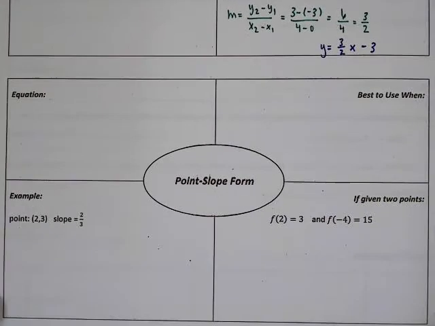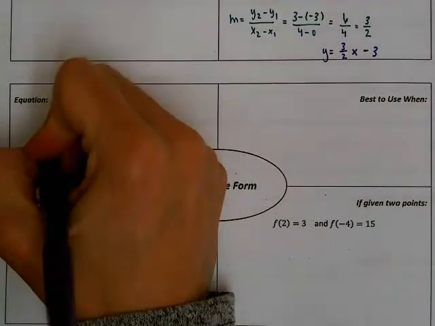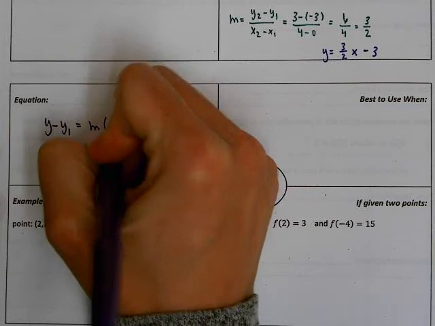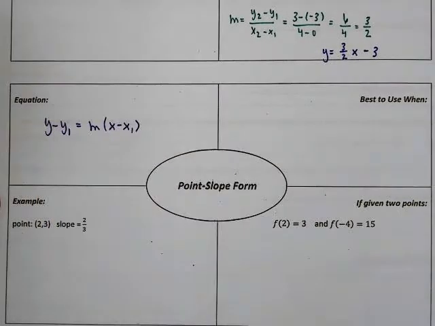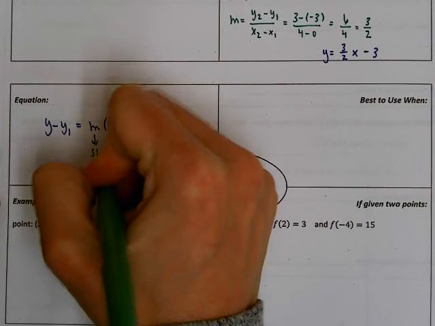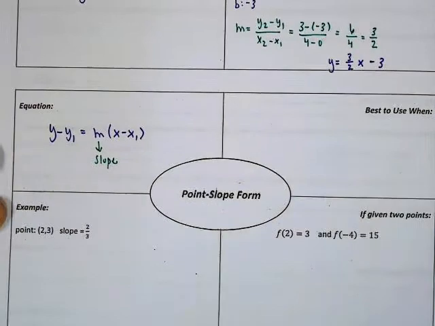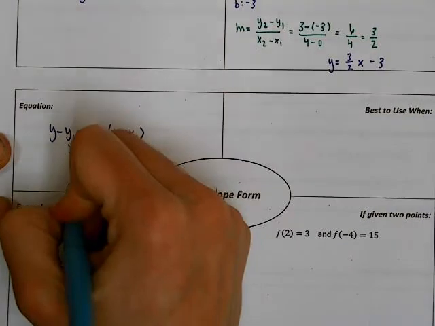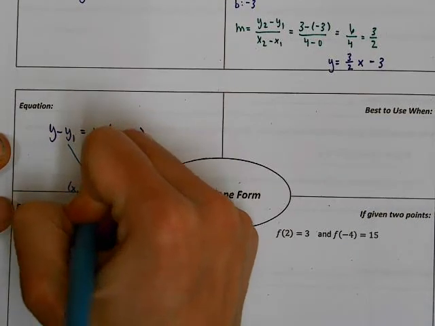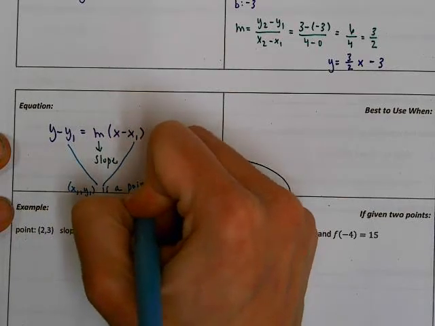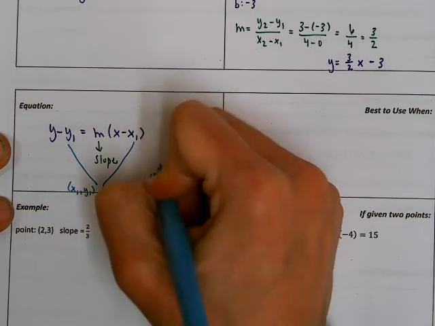Okay, that's better. So point-slope form we know is y minus y1 equals m times x minus x1. We know m again is the slope, as always. And then our x1, y1 here is a point on the line.